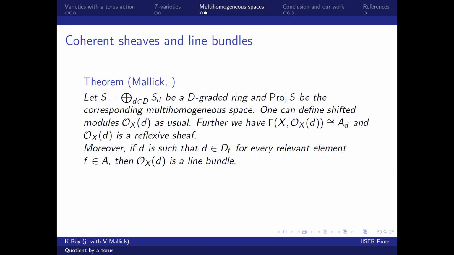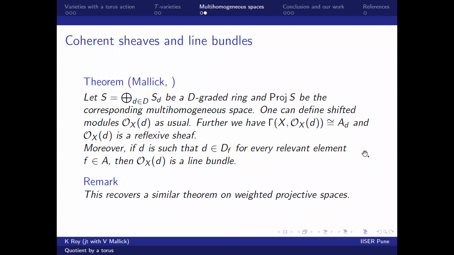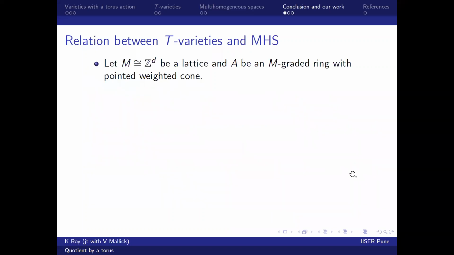So for ordinary projective spaces, we know that all the shiftings are line bundles. For weighted projective spaces, we know that not all the shiftings are line bundles. Only the scaling by the LCM of the degrees, if you take the LCM and its multiples, those are the only line bundles. But every shifted module is a reflexive sheaf, and their global sections are A_D. And obviously this generalizes similar results on weighted projective spaces.